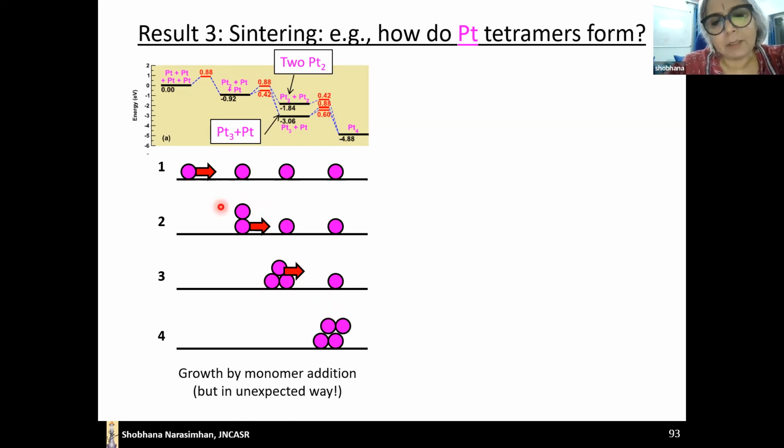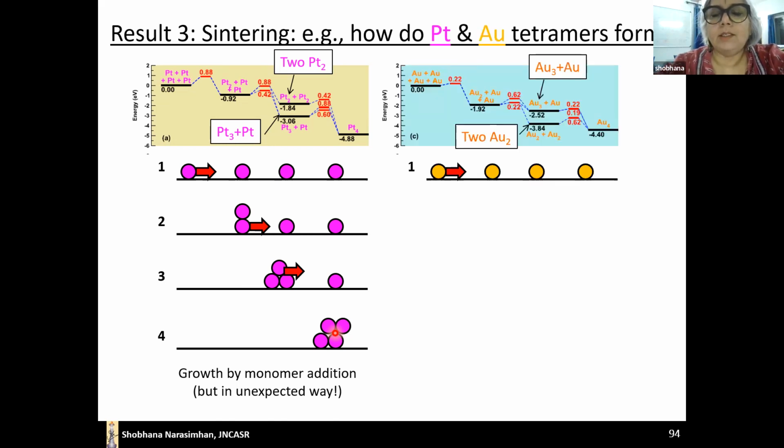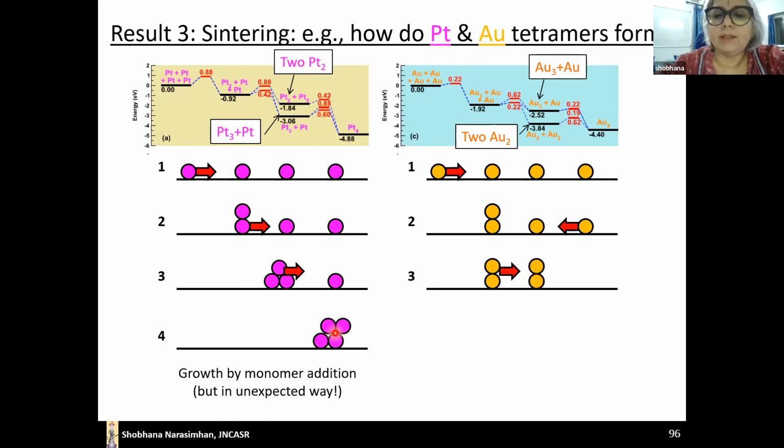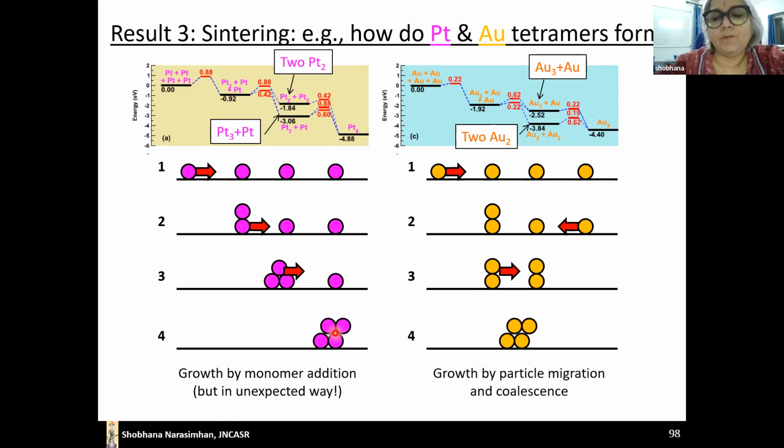But in the case of platinum, at least at these small sizes, we find that the opposite is true. It is more favorable for the larger cluster to diffuse and join the monomer. Whereas if you look at gold, the first step is the same. In the second step, it is more favorable for another monomer to join with another atom to form yet another dimer. Then the two dimers diffuse and form a tetramer. So for gold, it's a different mechanism. It's growth by particle migration and coalescence.